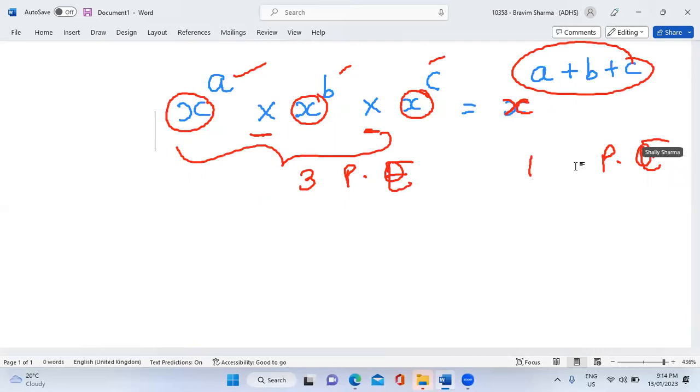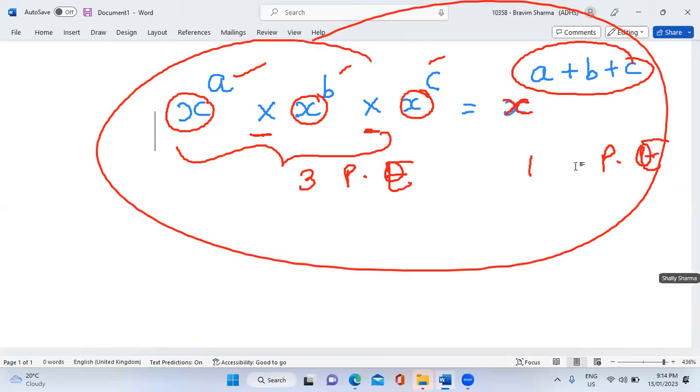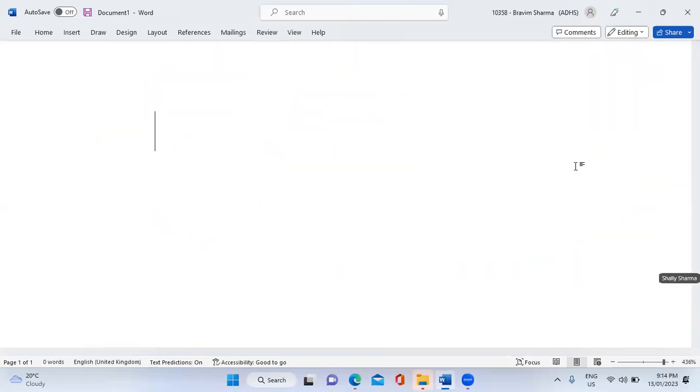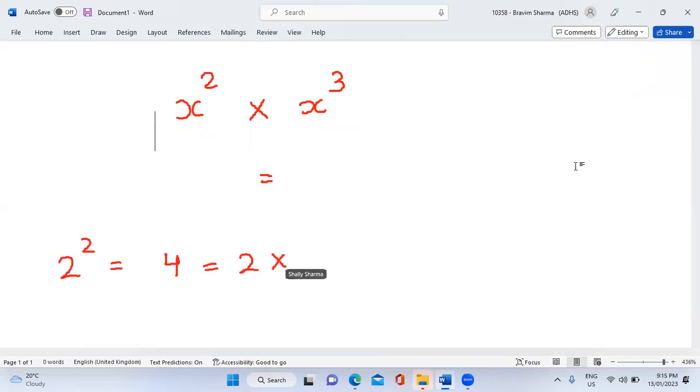Now how this rule has been generated, let's talk about that. For example, I have x to the power of 2 multiplied by x to the power of 3. Now, in a simple way, if I have 2 squared, that is 4. Basically, it means 2 multiplied by 2. If I have 3 to the power of 4, its meaning is 3 times 3 times 3 times 3.